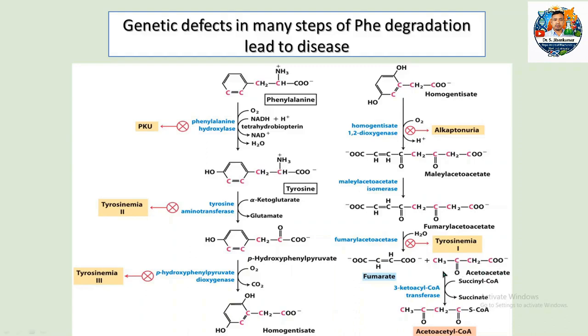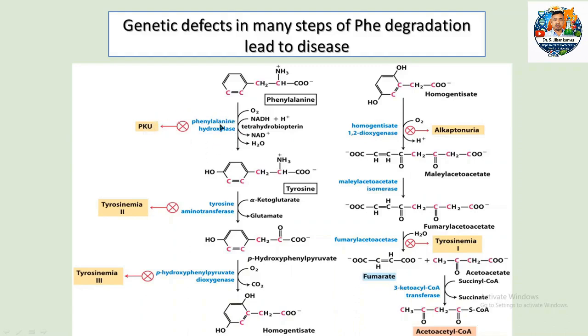The other part, that is acetoacetate, can be used to produce ketone bodies or acetoacetyl CoA. Acetoacetate can also be considered as a ketone body. This acetoacetate is converted to acetoacetyl CoA using the coenzyme A from succinyl CoA. So succinyl CoA is converted to succinate as it has transferred its coenzyme A to the acetoacetyl group. So in this way, phenylalanine can be broken down to fumarate and acetoacetyl CoA.